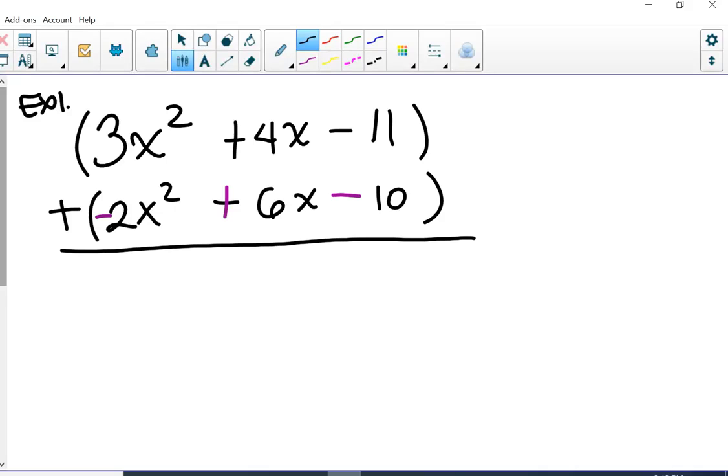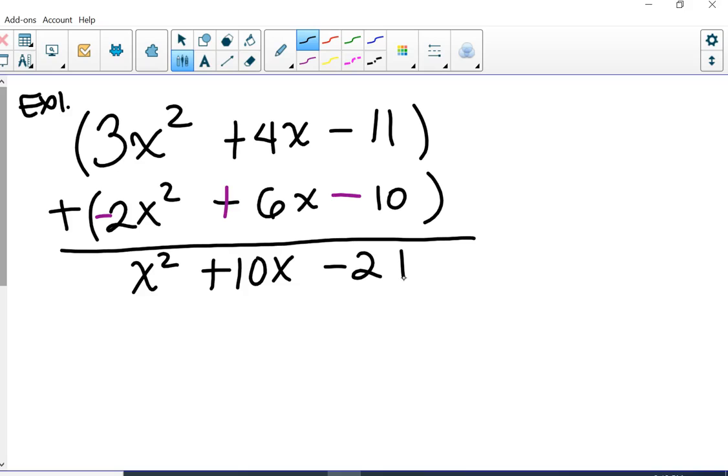3 plus a negative 2, that will be 1x. So I have 1x squared, which we can just write as x squared. 4x plus 6x, we're just adding down now. That is a positive 10x. So I'm going to put a plus here, plus 10x. Then minus 11 plus a negative 10, that will be negative 21.